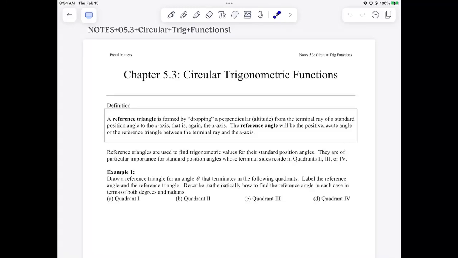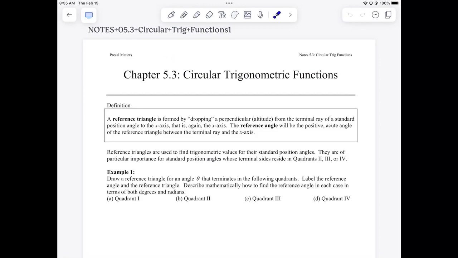All right, so 5.3, circular trigonometric functions. This is going to be, again, like I mentioned, where the fun actually begins. Everyone knows what an angle is. Everyone knows what an angle measure is. Now we can start applying it to some type of rigorous exploration. This is the chapter where the unit circle comes into play.